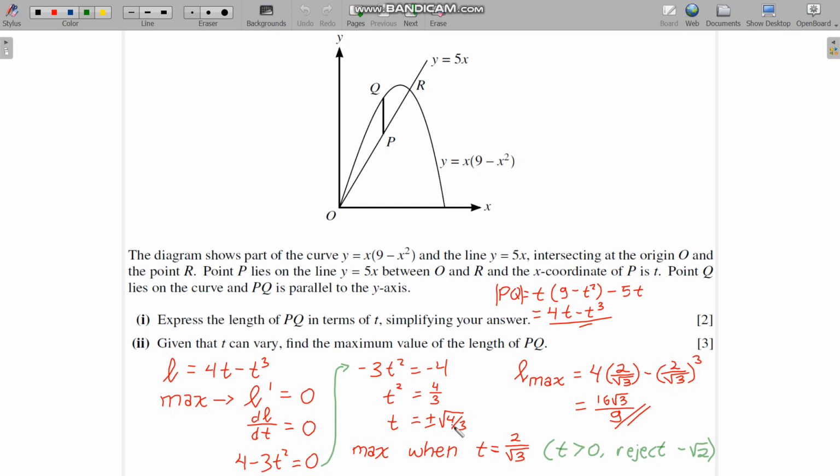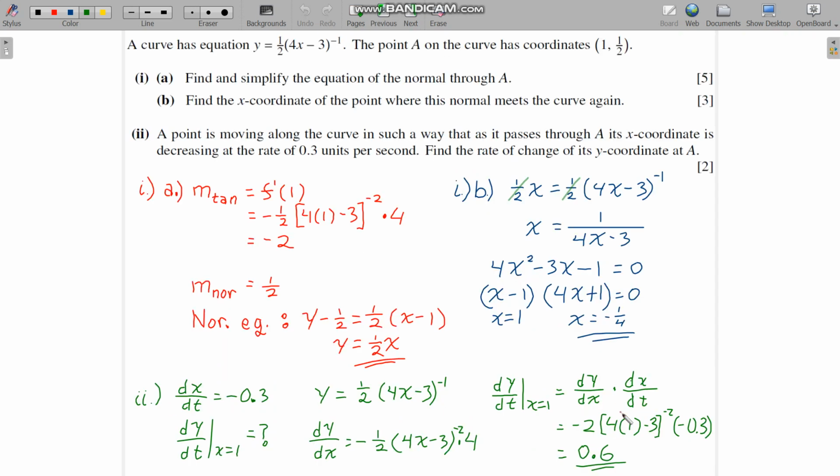And we cannot use negative for time here, so we use the positive value of t, which is 2 over the square root of 3. The maximum L is therefore when the time is 2 over root 3. So you just plug in 2 over root 3, use a calculator, and you get this as the final answer. Next question.